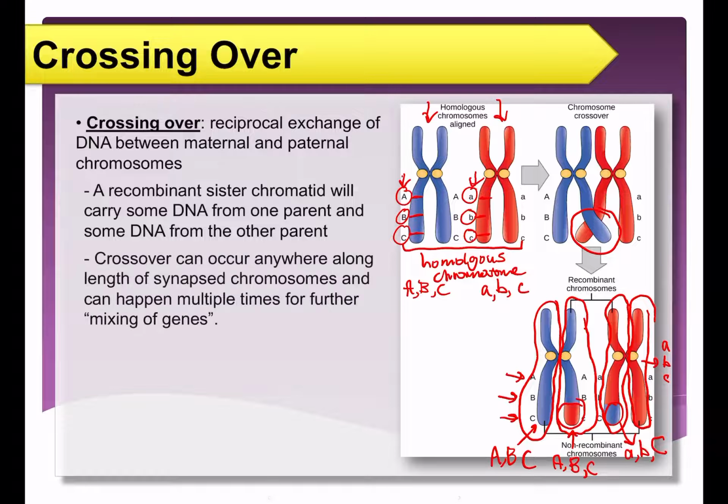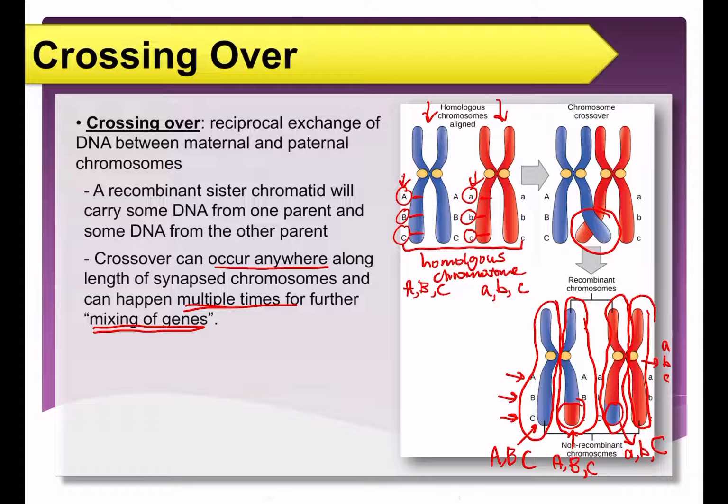And again, crossing over can occur anywhere along the length of the synapsed chromosomes. It doesn't have to be between B and C. It can happen between A and B, okay? But the same goal is that you will end up with a mixing of genes, okay? And crossing over can actually also happen multiple times between the two homologous chromosomes during prophase 1 of meiosis 1.